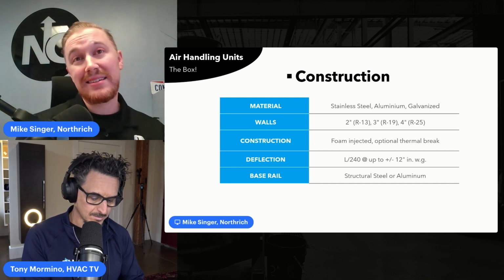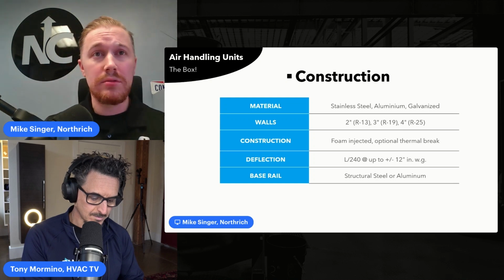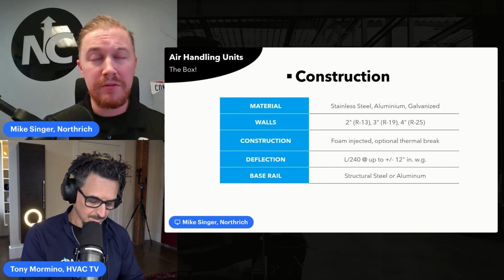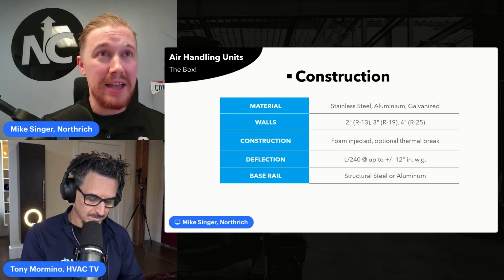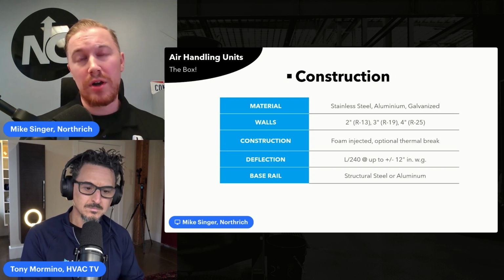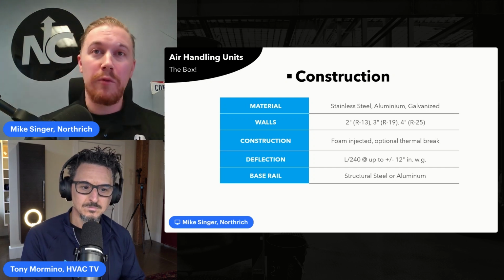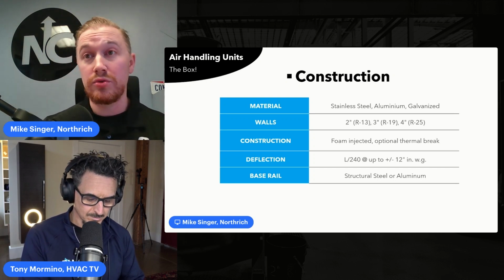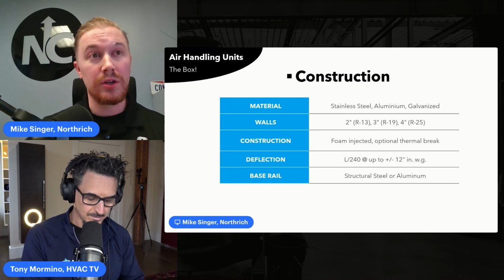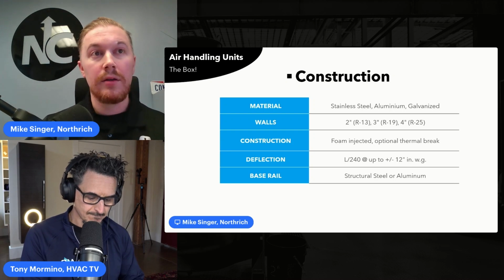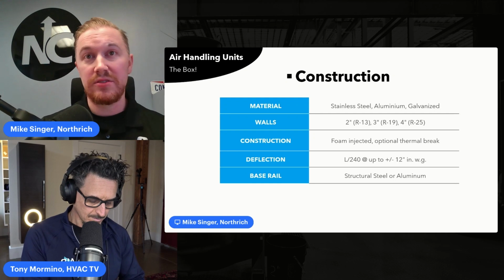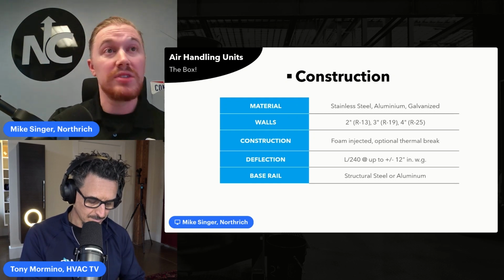Okay. And lastly, base rail. What are we building this unit on top of? We're using base rails for structural purposes, but also for the ability to trap and drain down our cooling coil drain pan. Okay. And you'll see those options in structural steel or aluminum typically.